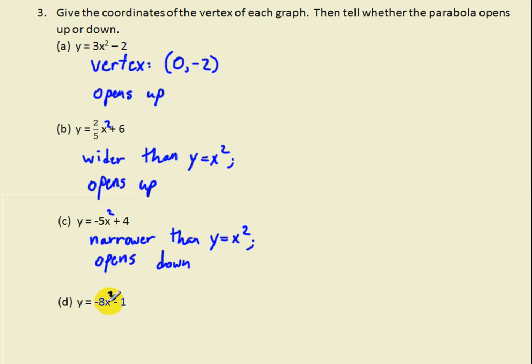And then y equals negative 8x squared minus 1 is going to be narrower because the absolute value of a is greater than 1. So narrower than y equals x squared. And again, because a is negative, it's going to open down.